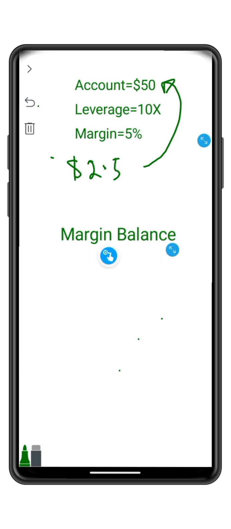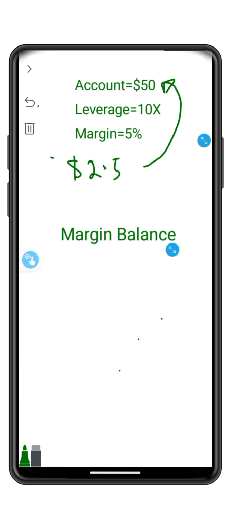I hope this makes sense. But if you're on cross margin mode, your margin balance has a different meaning, all right? And what is the meaning? Well, in cross margin mode, your margin balance is simply your entire account balance or your available equity, plus the profits you're making or minus the losses you are making, all right?